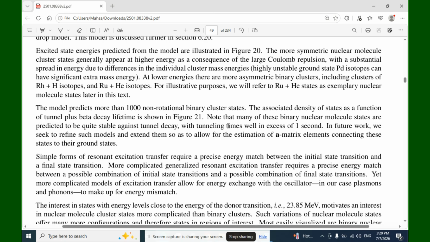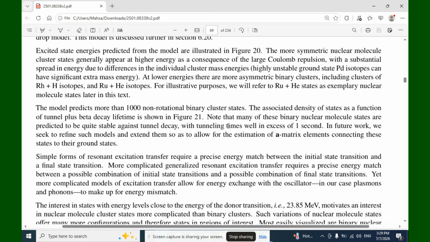Later in this text, the model predicts more than 1,000 non-rotational binary cluster states. The associated density of states as a function of tunnel plus beta decay lifetime is shown in Figure 21. Note that many of these binary nuclear molecule states are predicted to be quite stable against tunnel decay, with tunneling times in excess of 1 second.